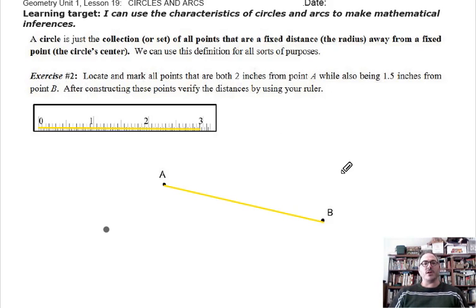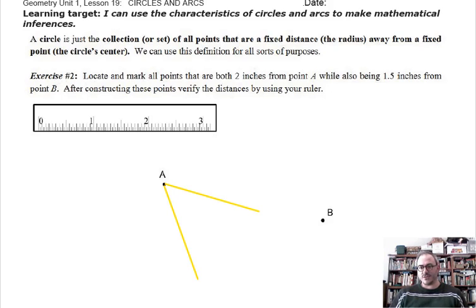All right, so locate and mark all the points that are both 2 inches from point A while also being 1.5 inches from point B. Well, the best I have is this electronic ruler, so I'm just going to have to stick with it. All the points that are 2 inches, I'm going to get as close as I can get. I'm going to have to make this one expand out to 2 inches. All right, I don't see any.